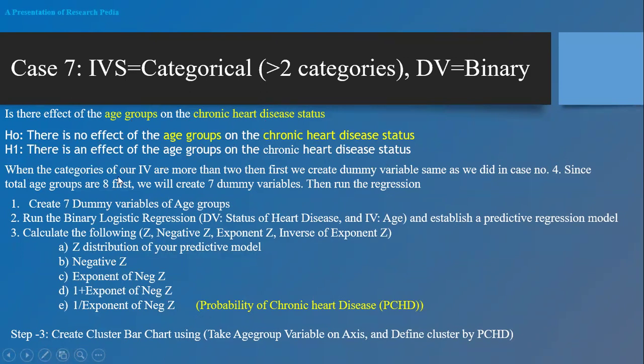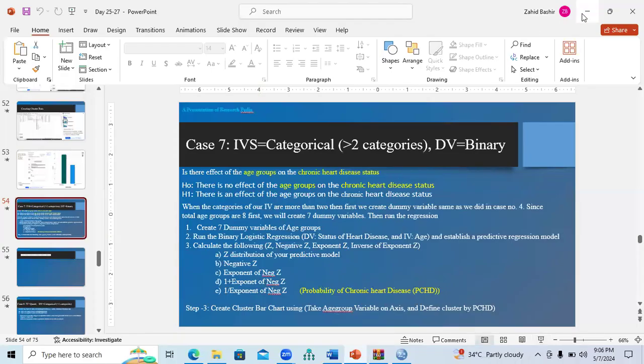When the categories of our independent variable are more than two, then first we need to create a dummy variable, same as we did in case number 4. Since the total age groups are 8, first we will need to create 7 dummy variables. Then we need to run the binary logistic regression, and follow the same steps that we have previously followed. So as a first step, we need to create the dummy variable. What is the criteria for creating a dummy variable?